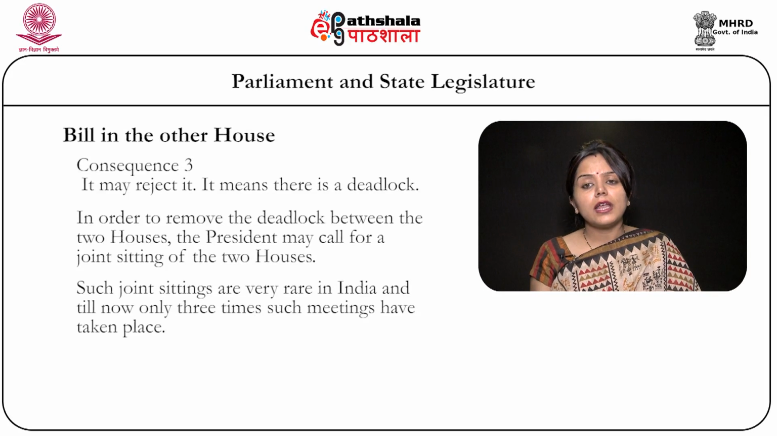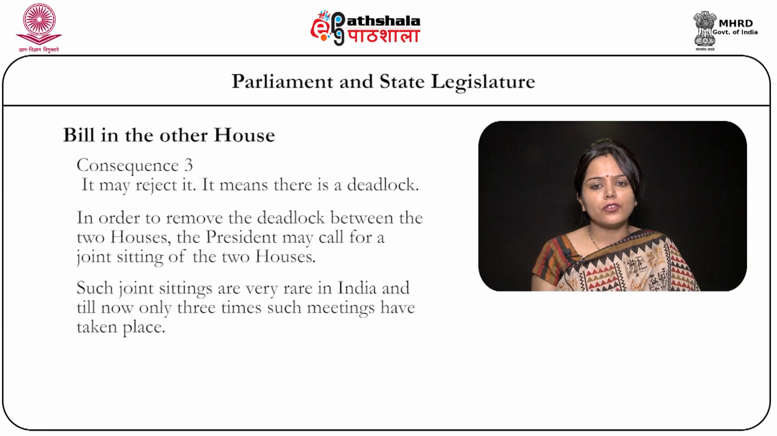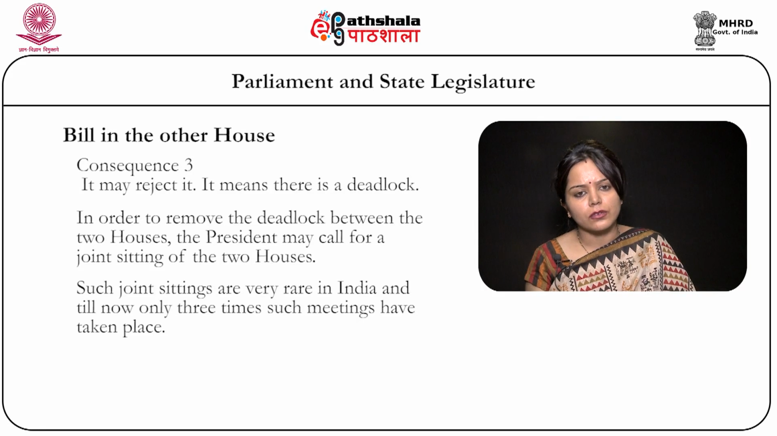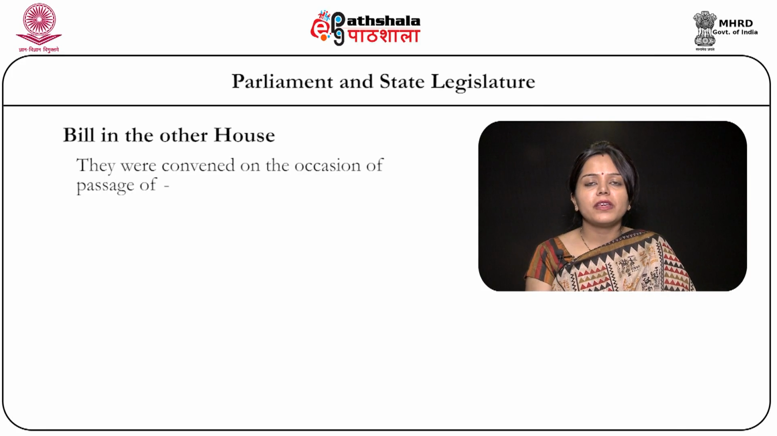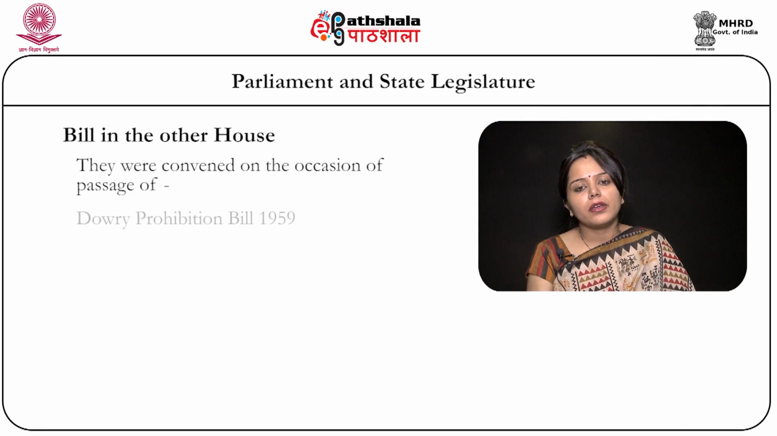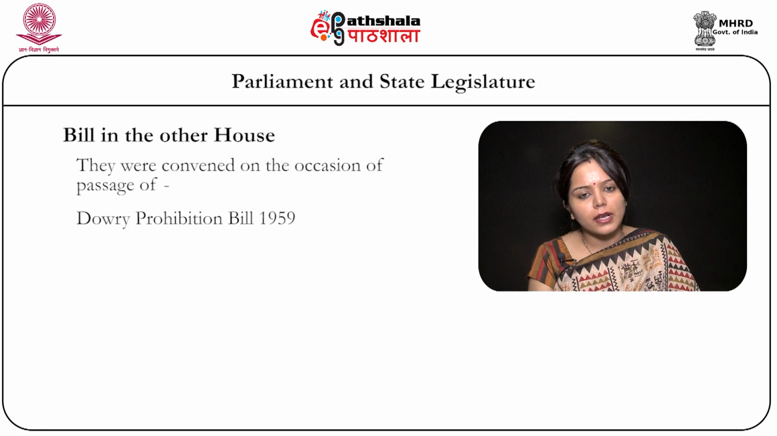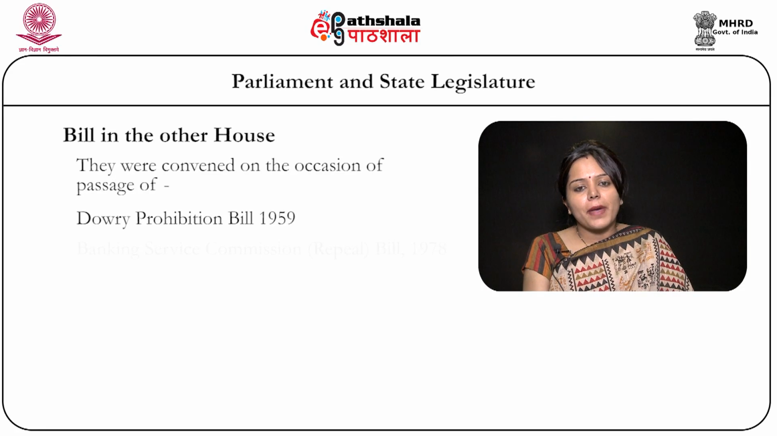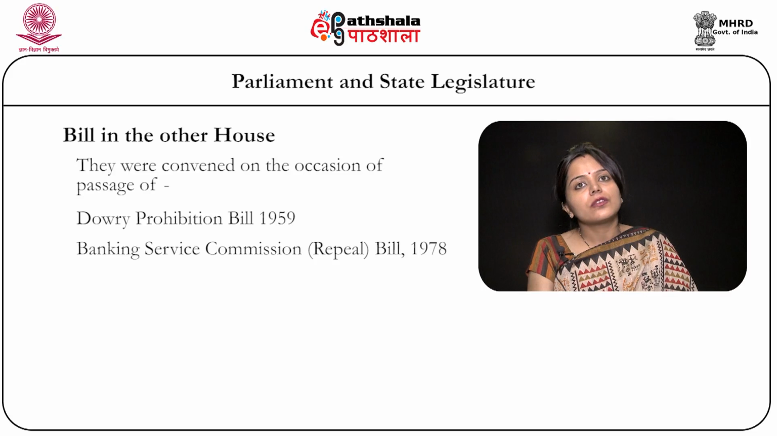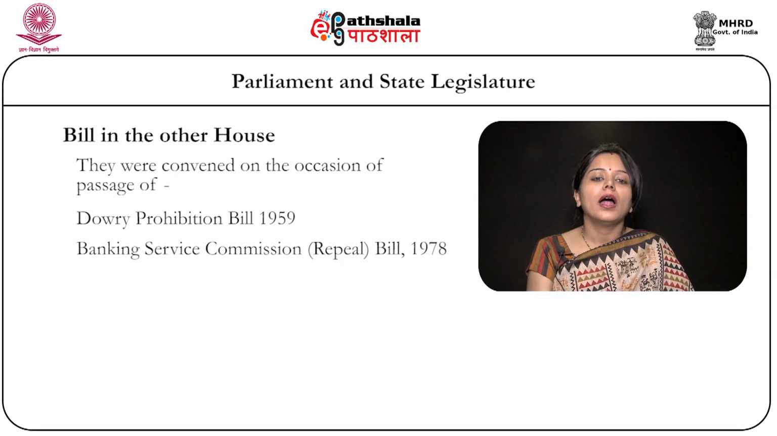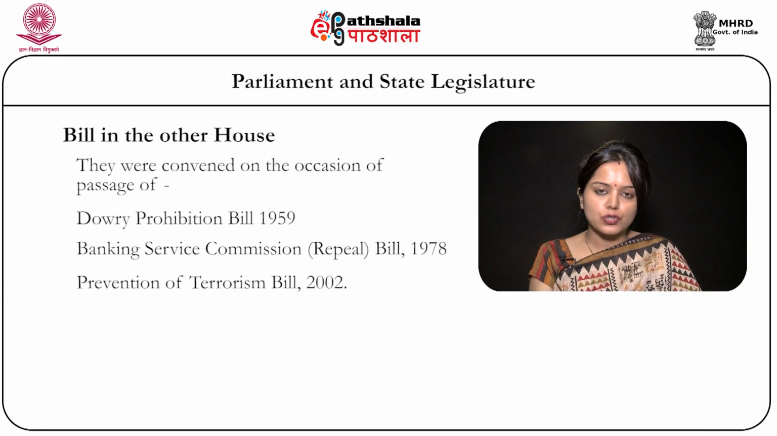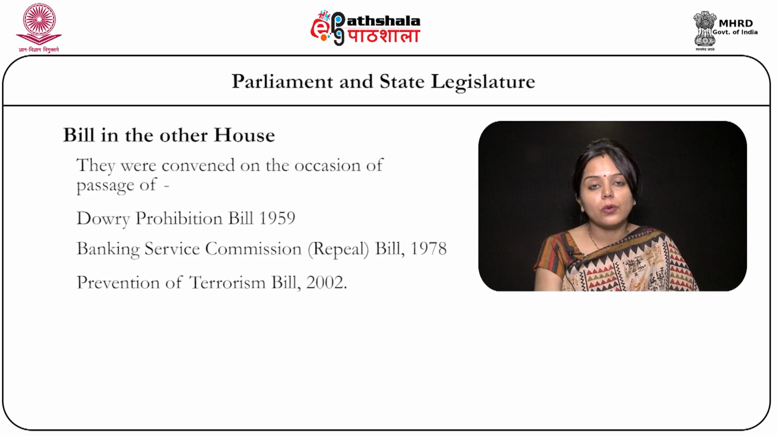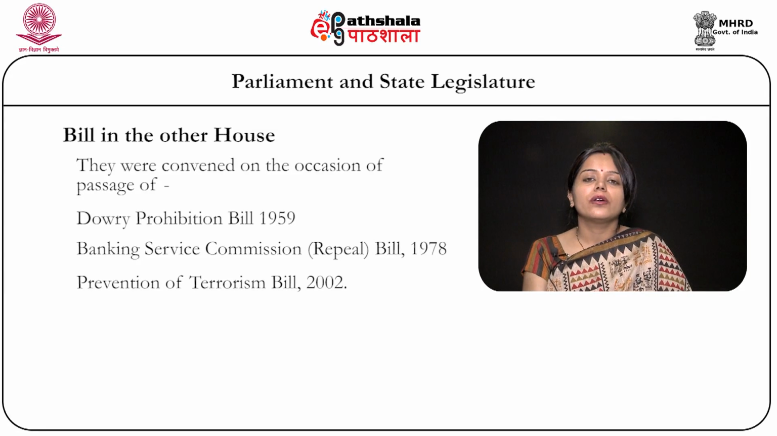And you know, students, till now only 3 times such meetings have taken place, and they were convened on the occasion of the passage of 1. Dowry Prohibition Bill 1959, 2. Banking Service Commission Repeal Bill 1978, and the last one, Prevention of Terrorism Bill 2002. So, this is all about the ordinary bill.